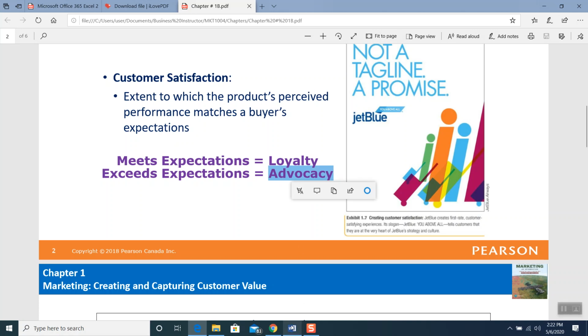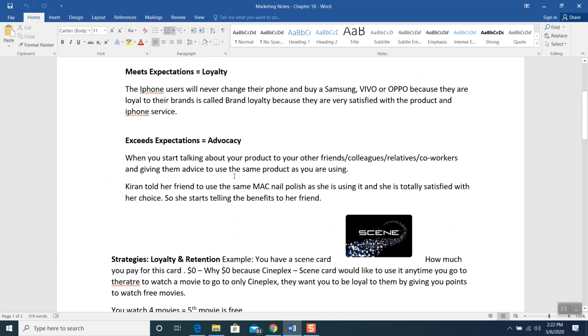Now, let's take a look at it. What is advocacy? Exceed expectations is equal to advocacy. It is when you start talking about your product to your friends, colleagues, relatives, co-workers, and giving them advice to use the same product as you are using. Basically, you become a brand ambassador of that product.